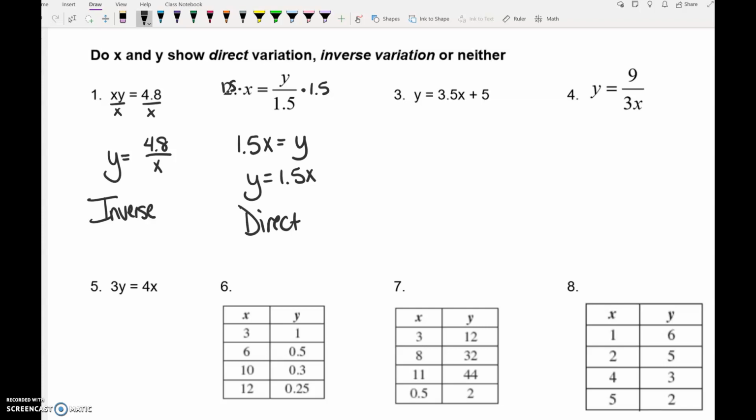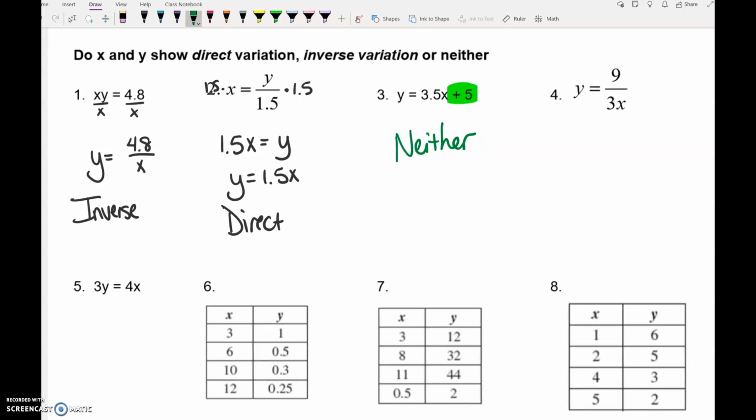Number 3, y is already by itself, but do you see the plus 5? That plus 5 makes it neither. And then number 4, we can simplify 9 divided by 3. This kind of looks like inverse variation, but anyway, what is 9 divided by 3? 3. So really this is 3 divided by x. That is inverse variation.